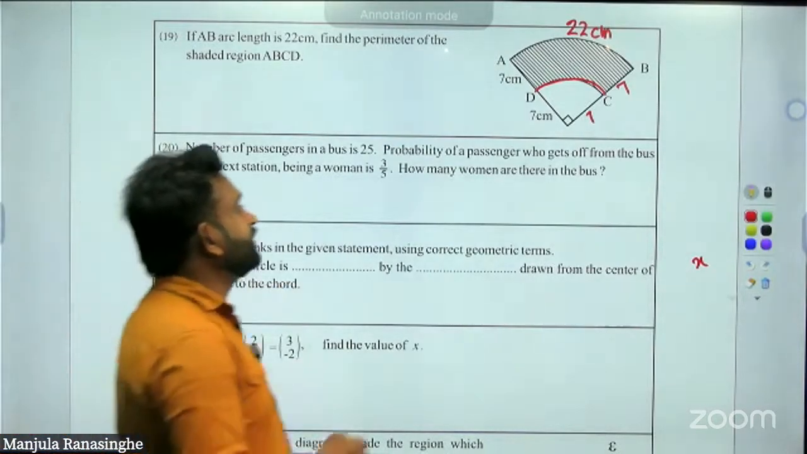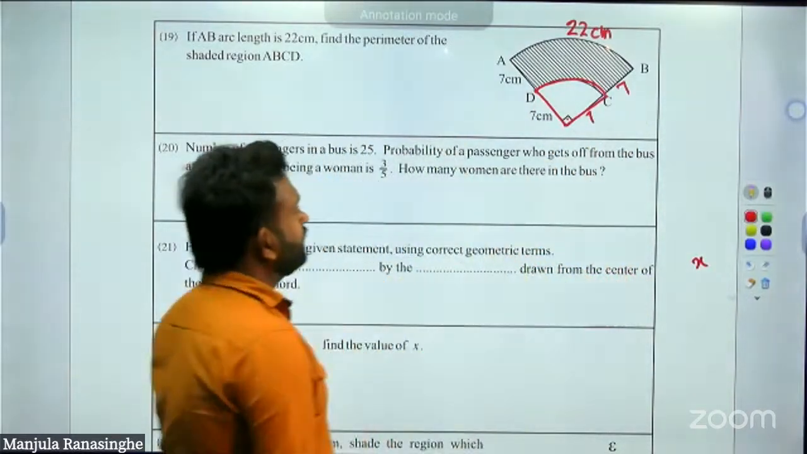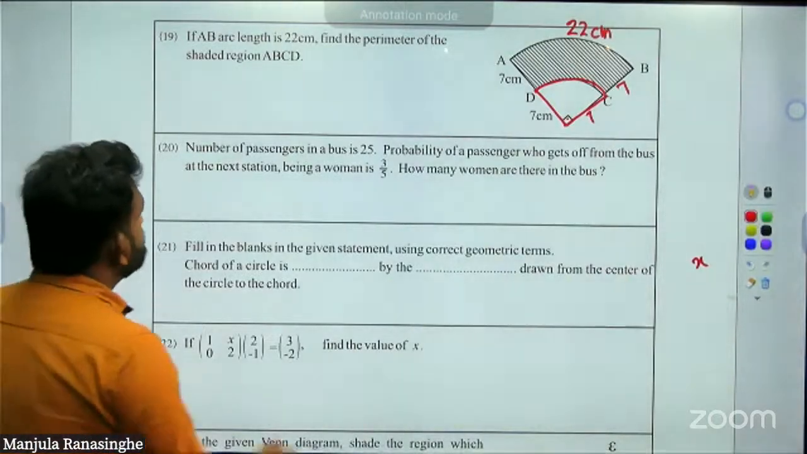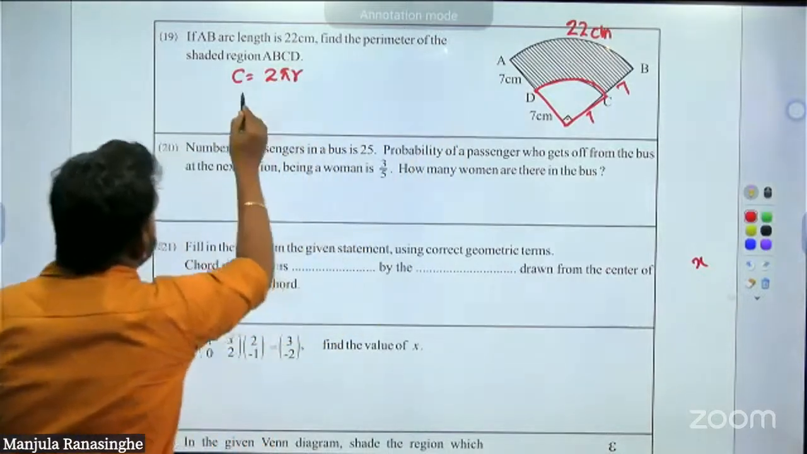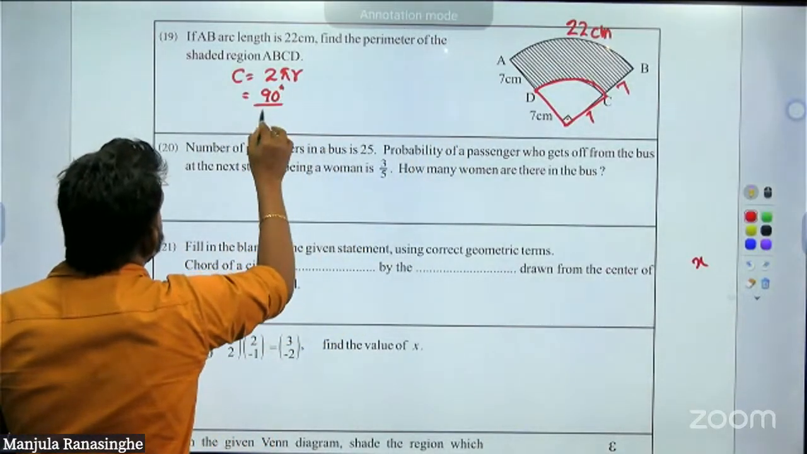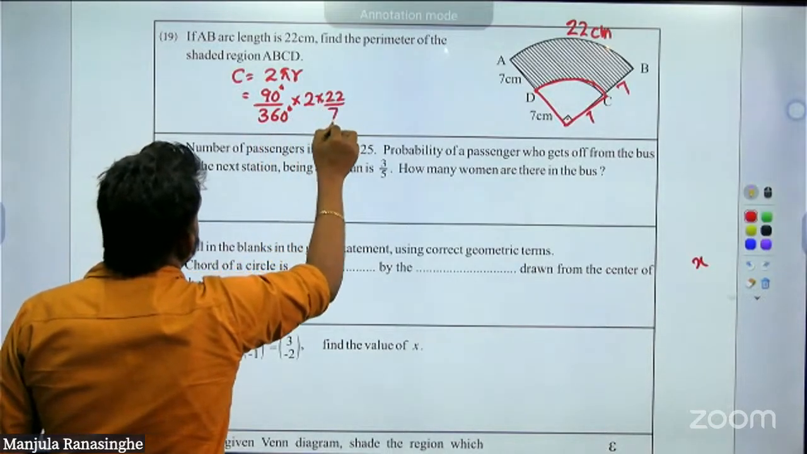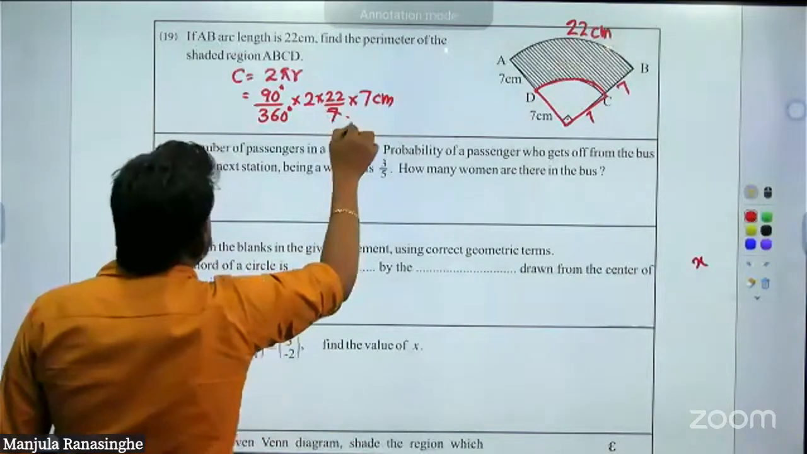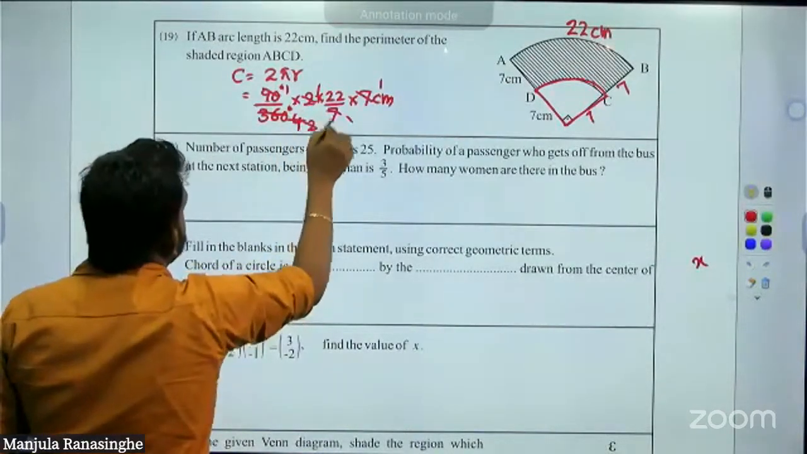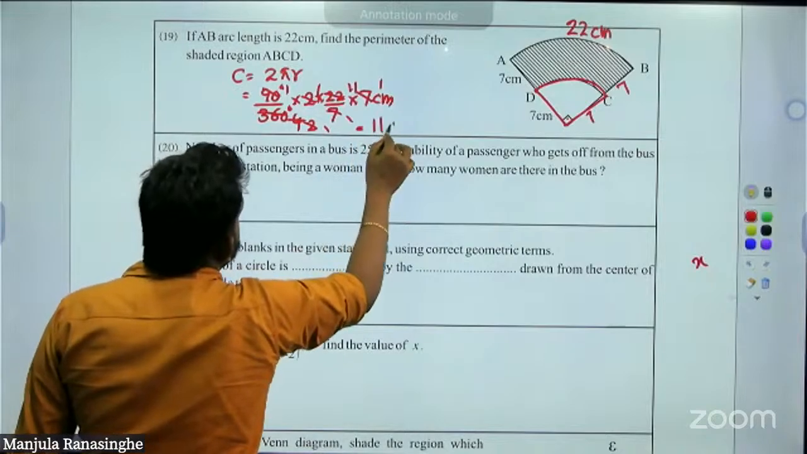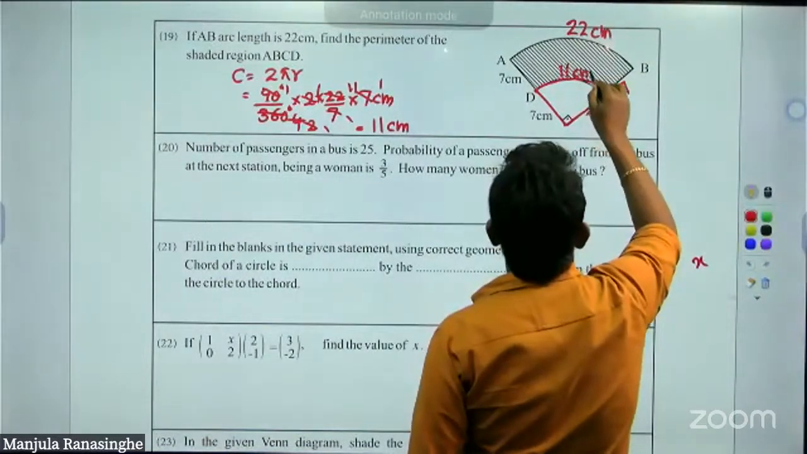So this is a 90-degree sector with radius 7. Now you can find the arc length of the sector with radius 7. You know that the full circle is 2 pi R, but here it is 90 degrees, so 90 upon 360, which is directly 1/4 of a circle. So 1/4 into 2 into 22/7 into R, which is 7 centimeter. Now 7 and 7 cancel, 2 into 22 is 44, 44 by 4 is 11. So that gives you 11 centimeter.